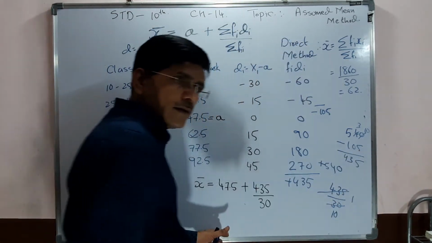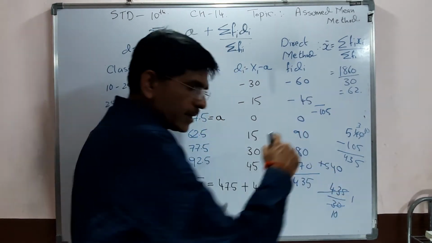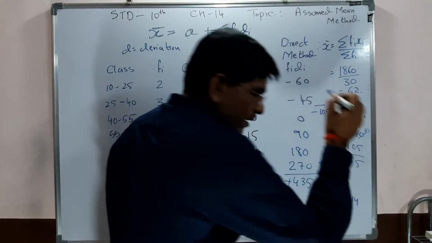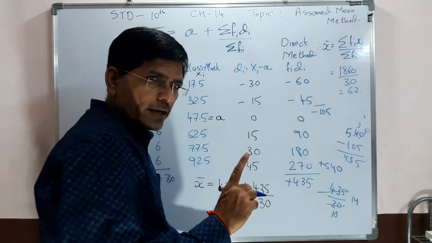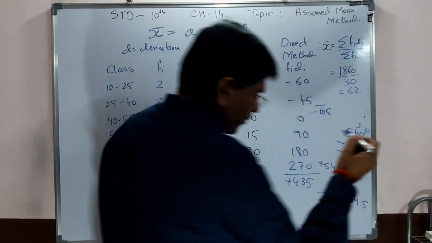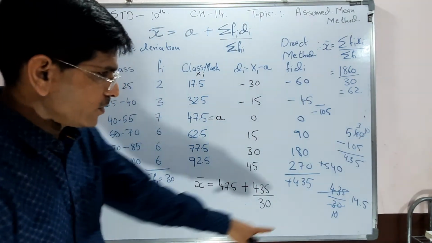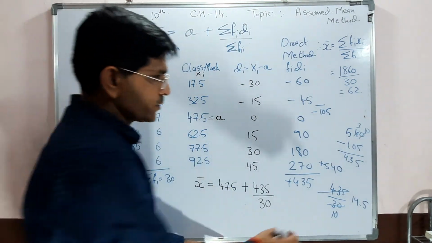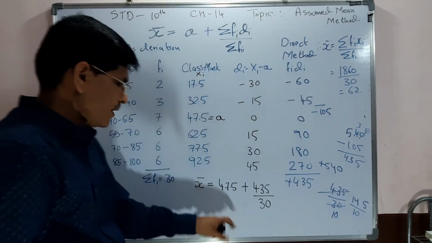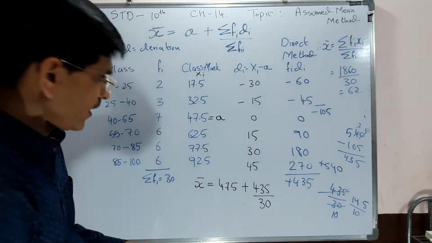I am dividing this by 3. 3 ones are 3, 13 is there. 3 fours are 12, 1 carry, 15. 3 fives are 15, so 14.5. Why? Because 10 is there, so 145 divided by 10, so I will get 14.5.